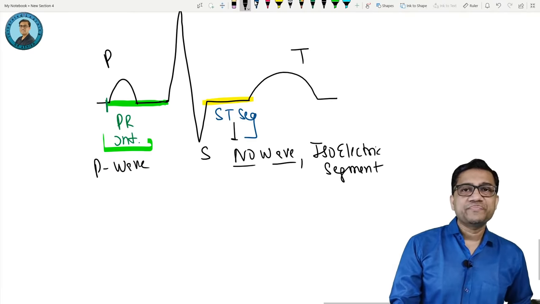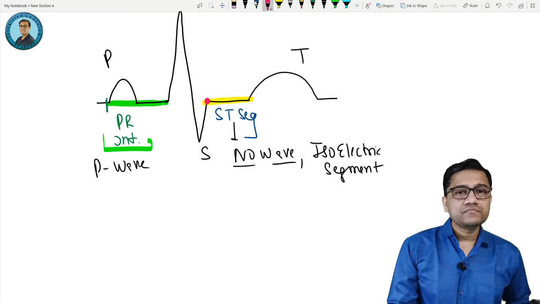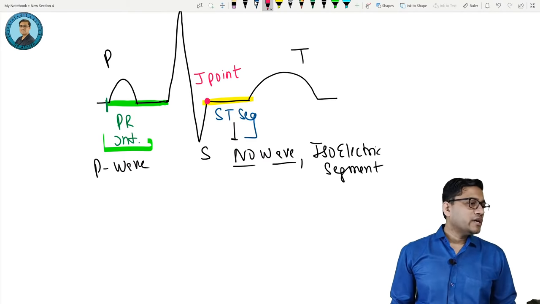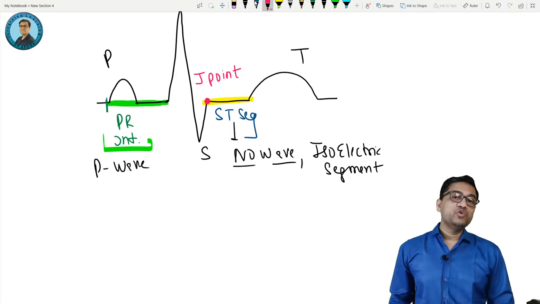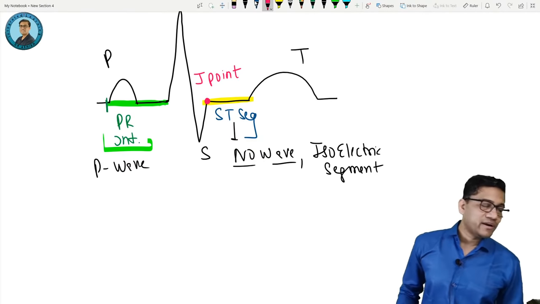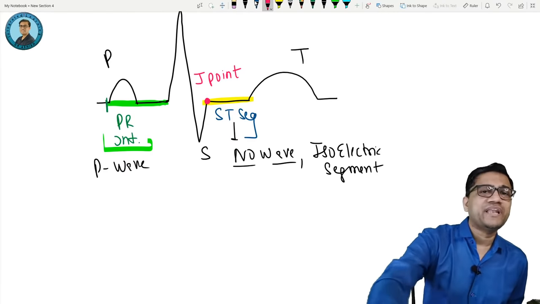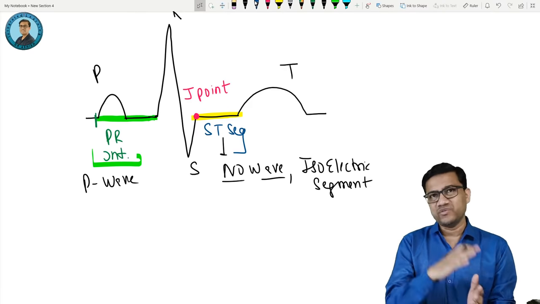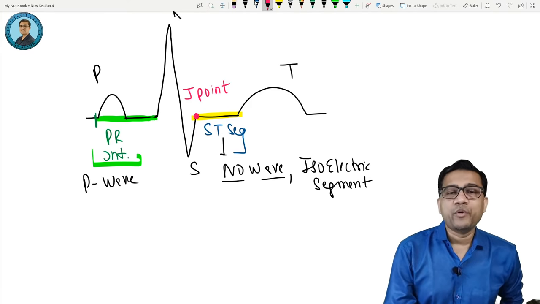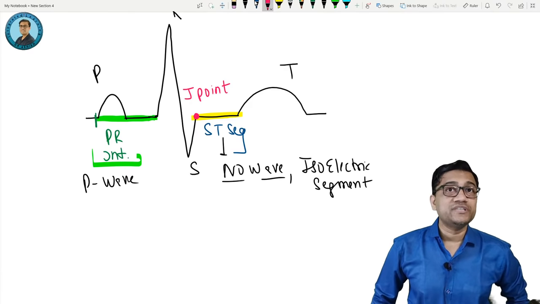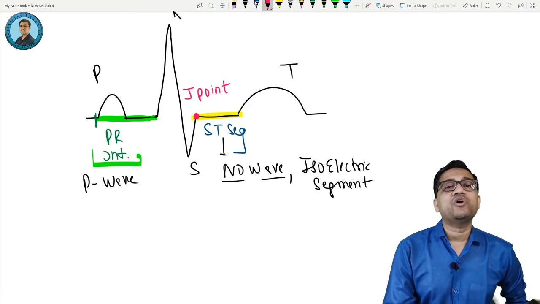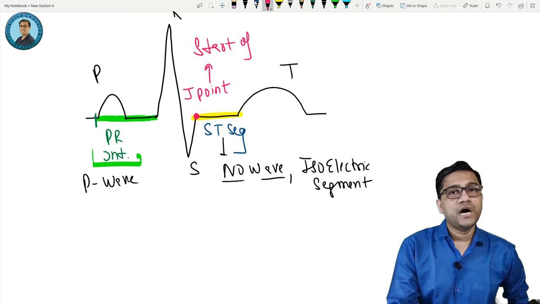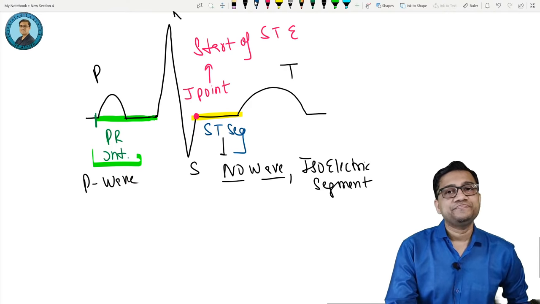Okay. Just focus. Can you see this dot here? This dot is called the J point. U wave we will discuss later whenever you get time; it is not required now. U wave occurs in case there is a decrease in the rate, so we'll discuss that later. Focus on this. So what is the J point? The J point is the start of the ST segment.